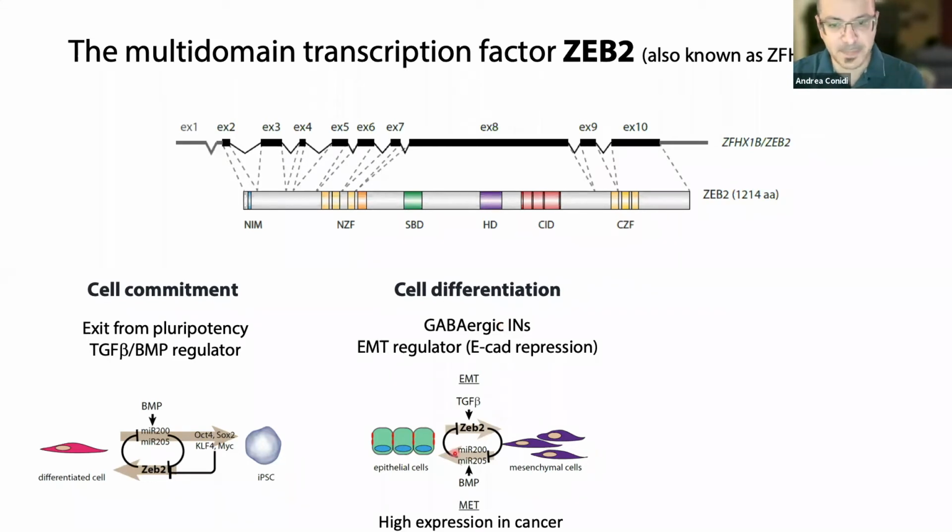We know also, on the other side, that if there is too much ZEB2, we might have cancer. So cancer cells express high levels of ZEB2, and this is at the base of this process called epithelial to mesenchymal transition, where a primary tumor will express high levels of ZEB2. The cells will change their morphology, will become more elongated, and will be able to invade and migrate to distant tissues, so at the base of metastasis.